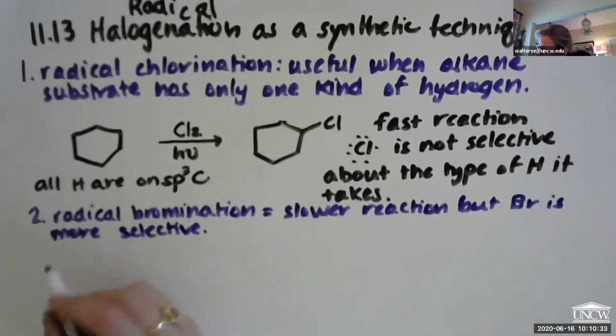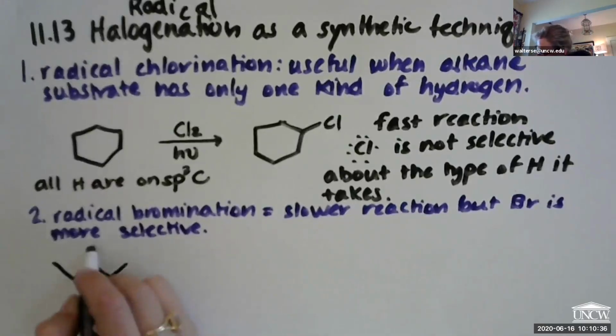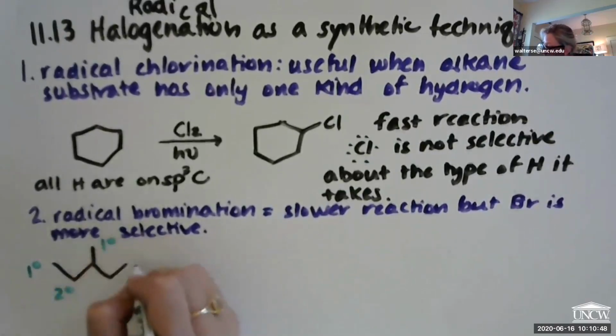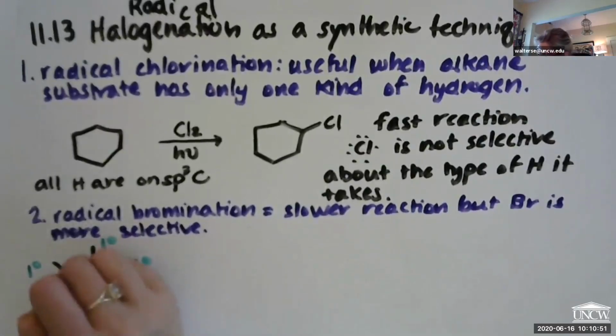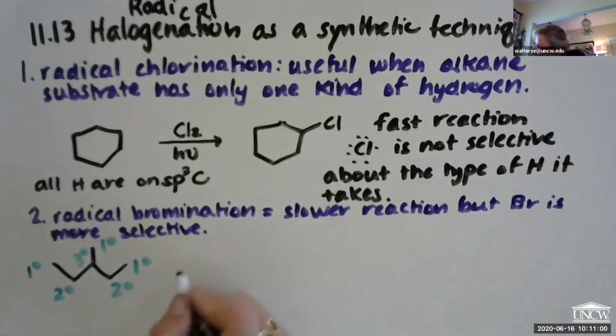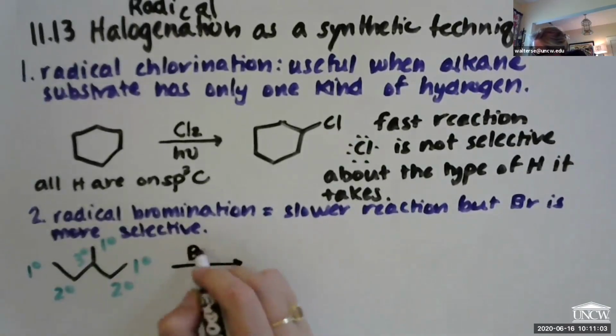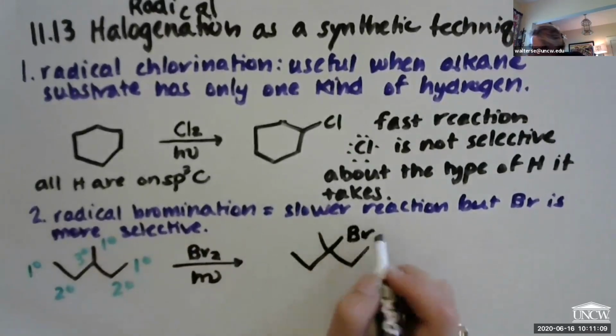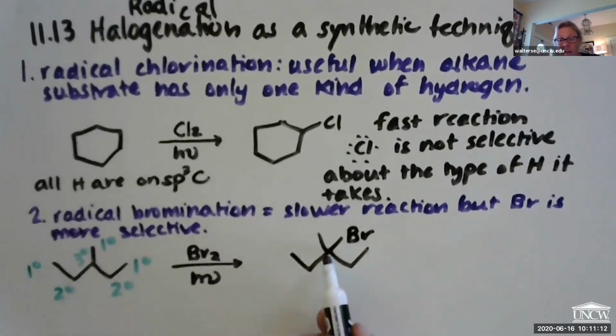So for example, if we look at this substrate, we have lots of different types of carbons and therefore lots of different types of hydrogens. So we have primary here, secondary here, primary, primary, secondary, tertiary. So since the bromine is more selective, when you perform this reaction, you're going to avoid a product mixture and always put the bromine on the more substituted carbon in your alkane reaction.